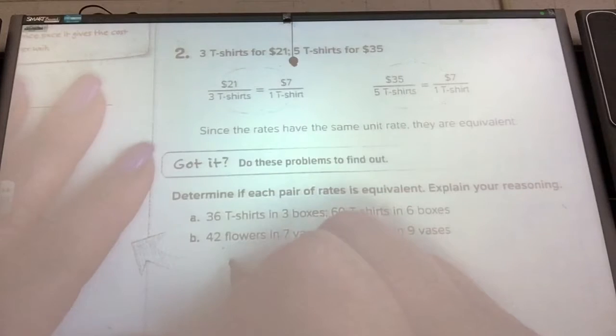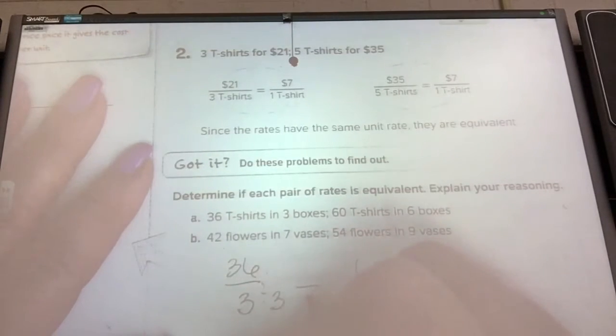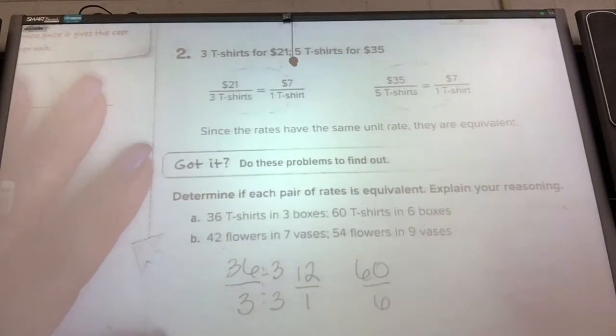All right, letter A, 36 t-shirts in 3 boxes versus 60 t-shirts in 6 boxes. I'm going to divide by 3 to get that down to 1. What I do on the bottom, I do on the top. I get 12/1. 60/6, I'm going to divide by 6 to get 1. What I do on the bottom, I do on the top. And I get 10.